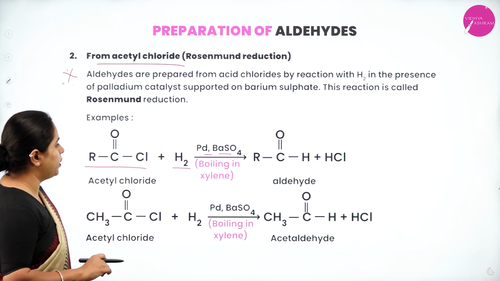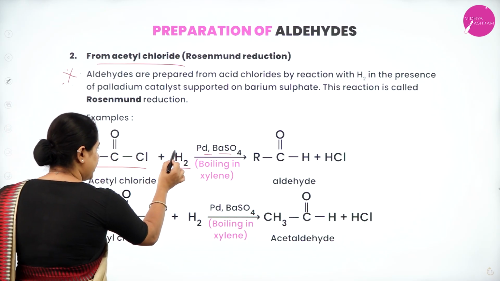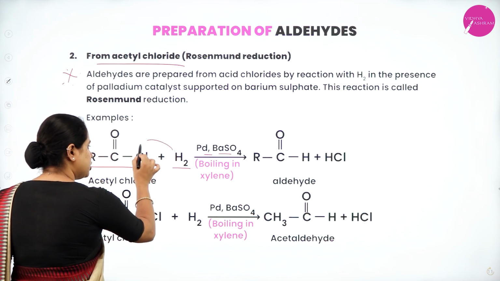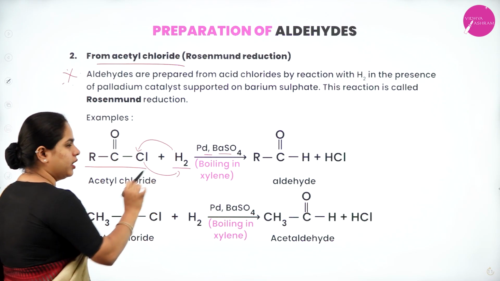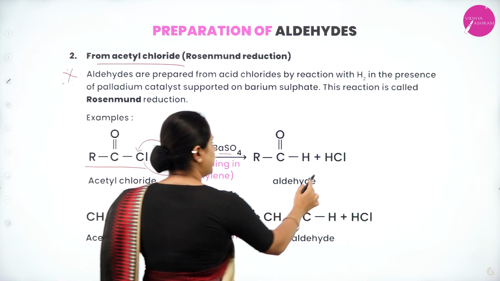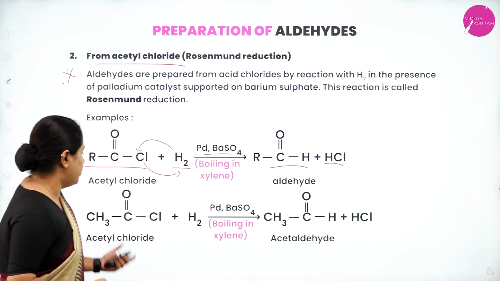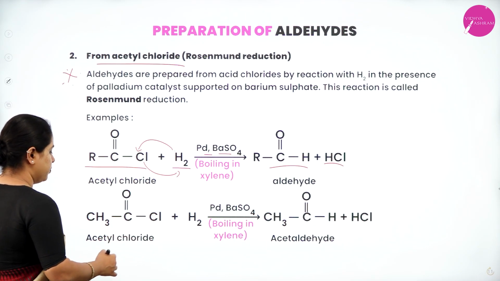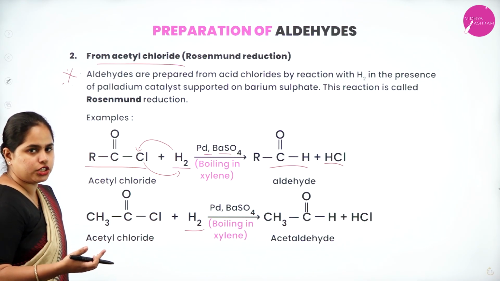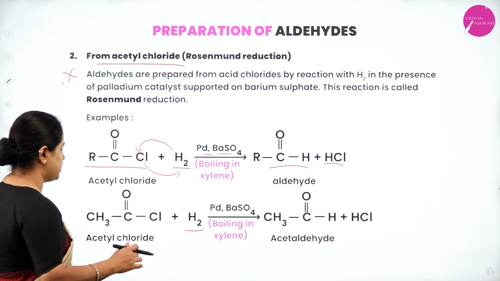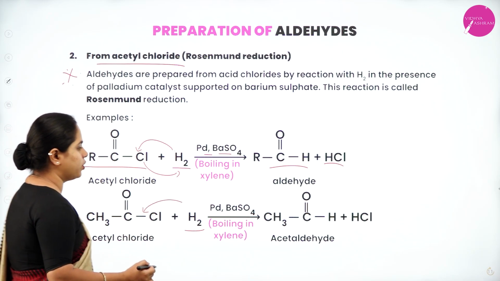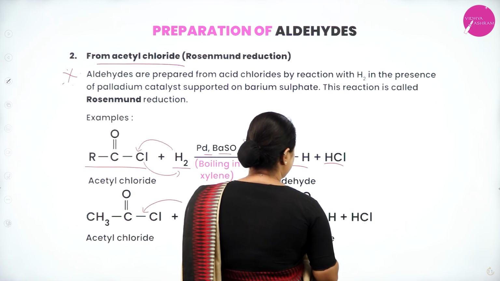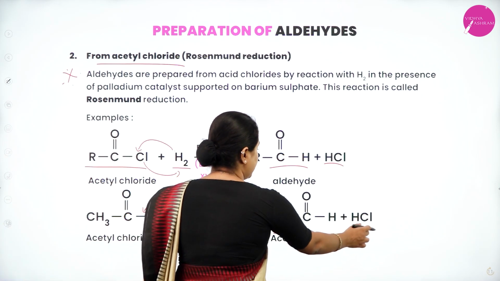So, what is going to happen? Yes, H2 we are adding, right? One hydrogen will be added here, another hydrogen will be taken out with the Cl as HCl. Clear? So, you are going to get HCl and aldehyde. Let's take CH3COCl. What are we going to do? Addition of hydrogen in the presence of palladium and barium sulfate. So, you are going to get CH3CO and this H will be added here. So, you get CH3CHO aldehyde. Which aldehyde is it? Acetaldehyde, and HCl.